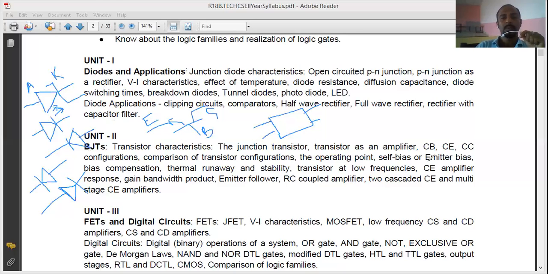And so, what are the different ways of biasing for the transistor? You study the emitter bias and the other different types of biasing circuits, and that forms the BJT, or the bipolar junction transistor. So you have studied BJTs. Next, under FET, you will be studying field effect transistors. FET stands for field effect transistor.